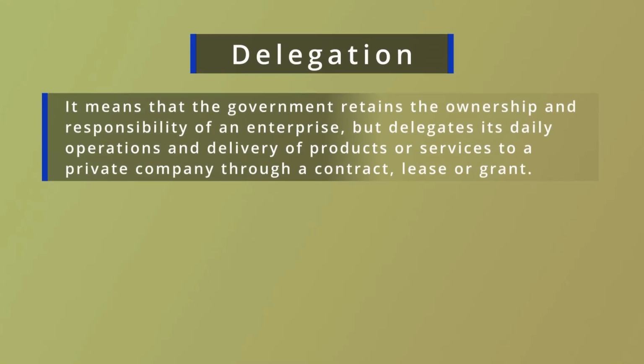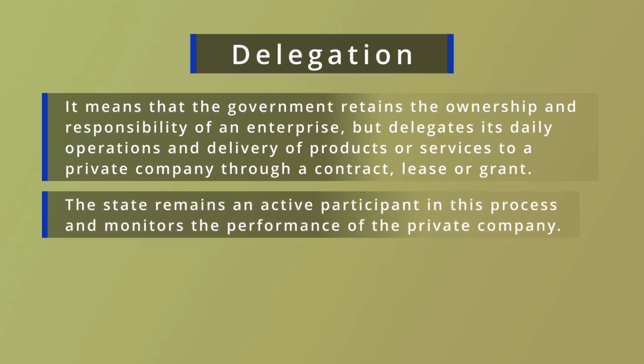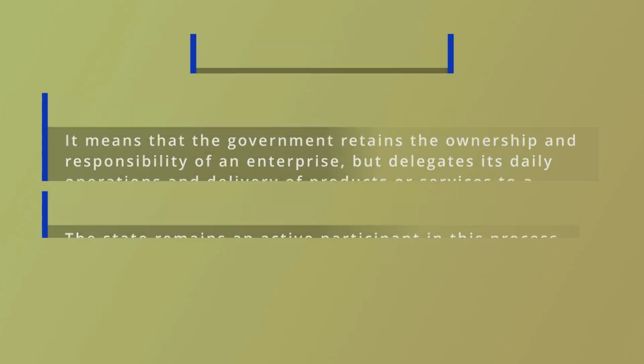First, delegation. Delegation means that the government retains the ownership and responsibility of an enterprise but delegates its daily operation and delivery of products or services to a private company or private entities through a contract or lease or grant. The state remains an active participant in the delegation process and monitors the performance of the private company.